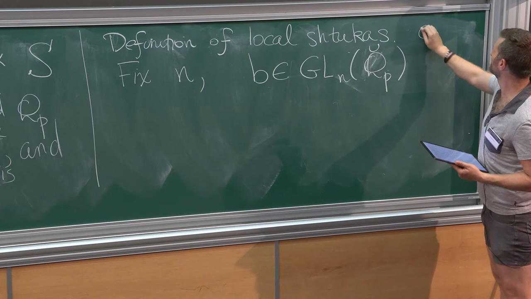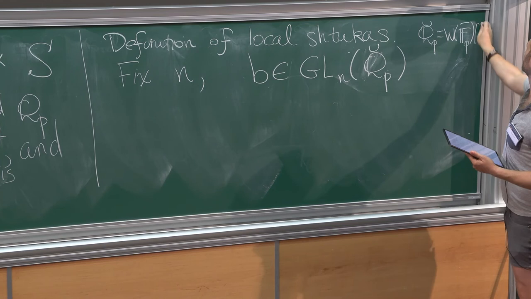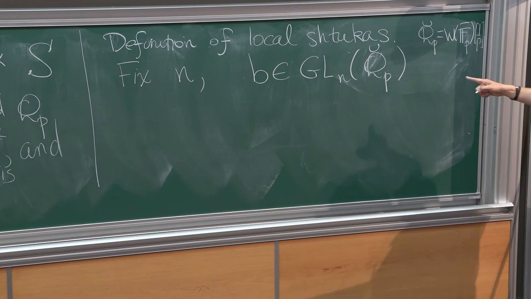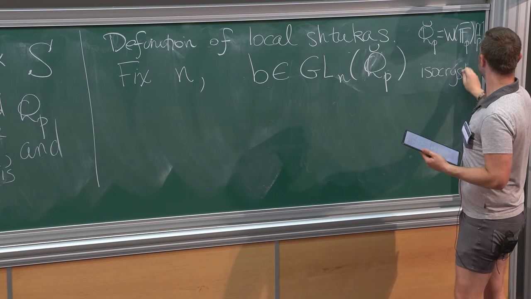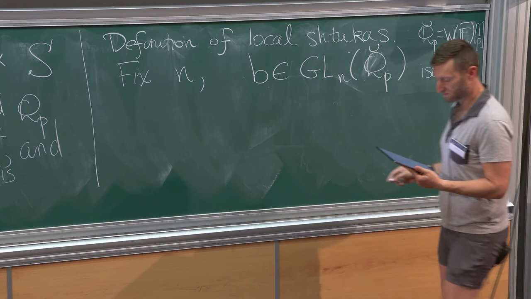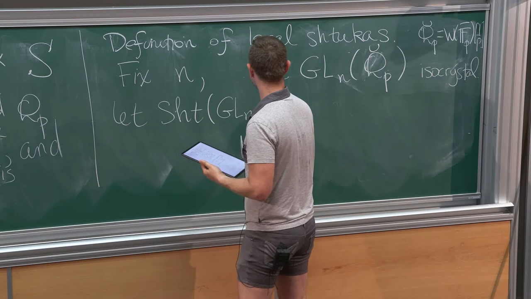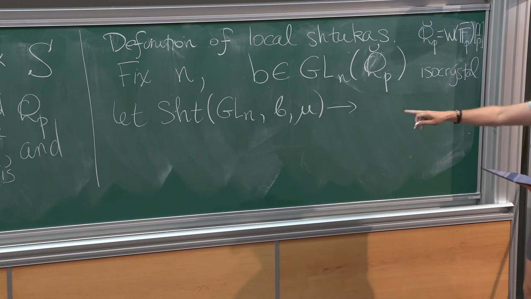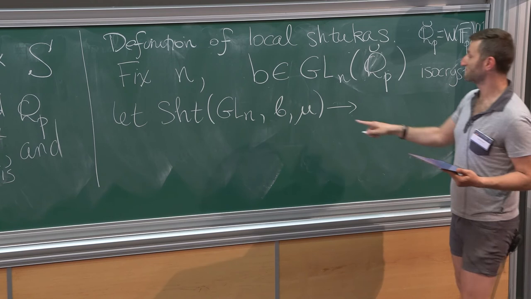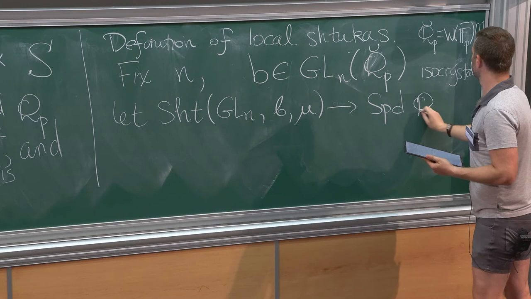That's Witt vectors of F_p bar, inverting p. And it's playing the role of this field capital K we had before. So this specifies an isocrystal. And what I do is I define some objects in the category of sheaves on Perf. And this object is going to just be fibered over Spd Q_p breve.